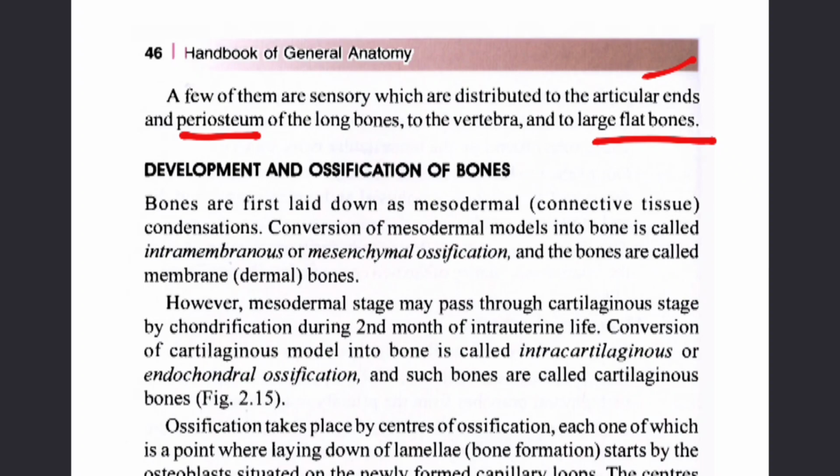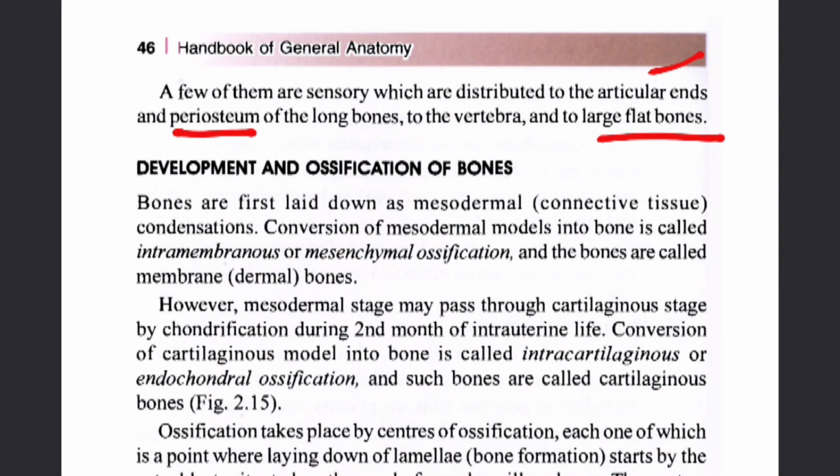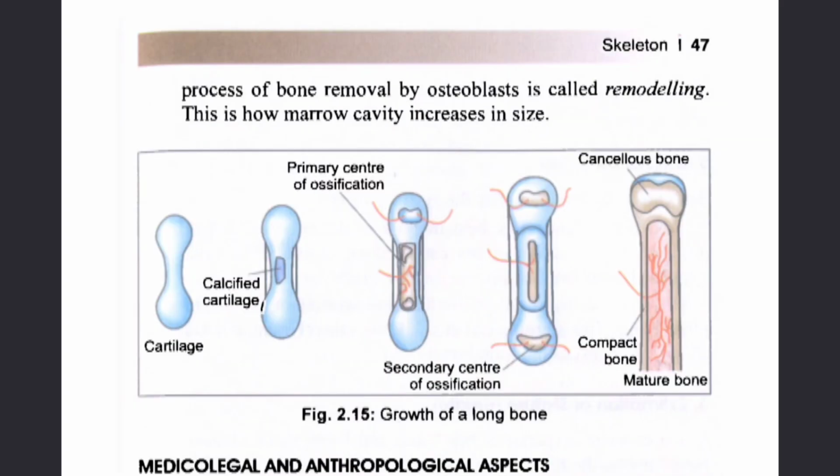So now let's talk about the development and ossification of bones. Bones are first laid down as mesodermal connective tissue origin. Condensation, conversion of mesodermal models into bone is called intramembranous or mesenchymal ossification, and the bones are called membranous or dermal bones. We have studied this classification before. Then we'll talk mainly about the ossification. It takes place by centers of ossification, each one of which is a point where lamellae are laid down. So without wasting time, we'll discuss.